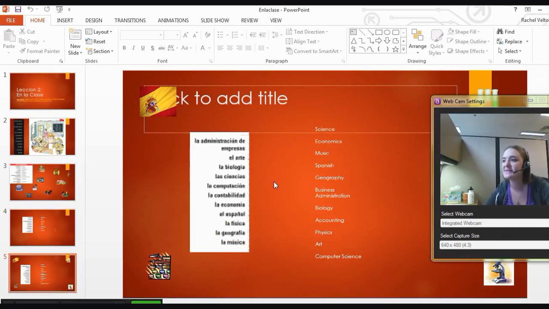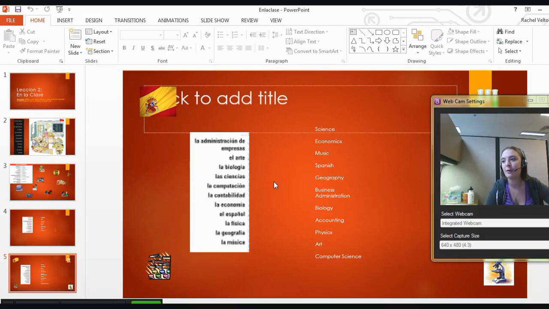And last but not least, you've got the different subjects and the different things that you have to pick from when you go and you take classes in college. And some of these you encounter in high school setting too. So the first one is la administración de empresas. This is business administration. Next you have el arte, cognate word for art. A lot of these are cognate words. If you listen to them and you look at them, they look and sound a lot like the English words.